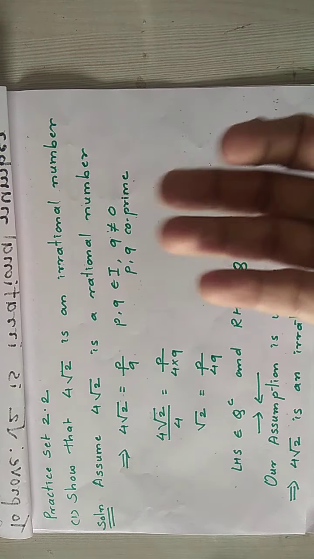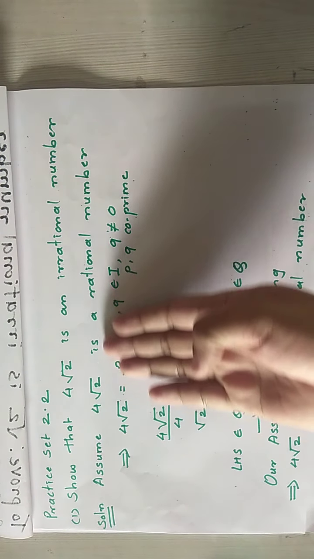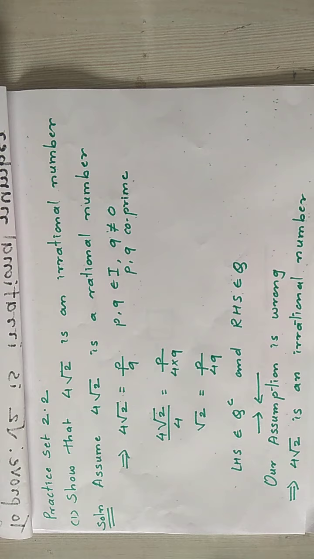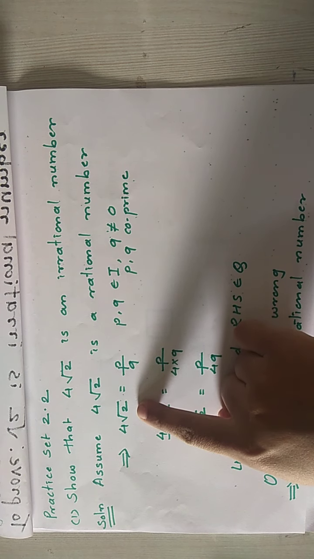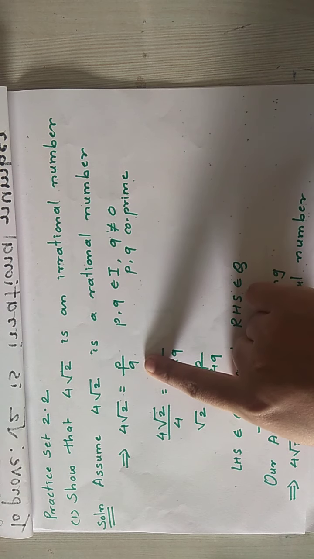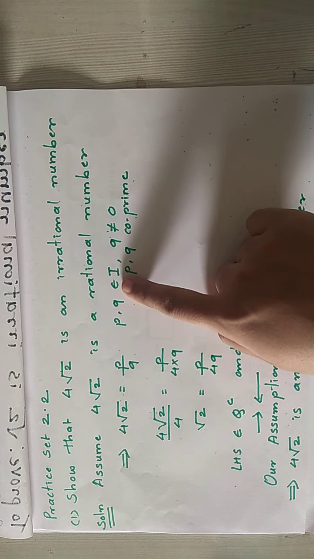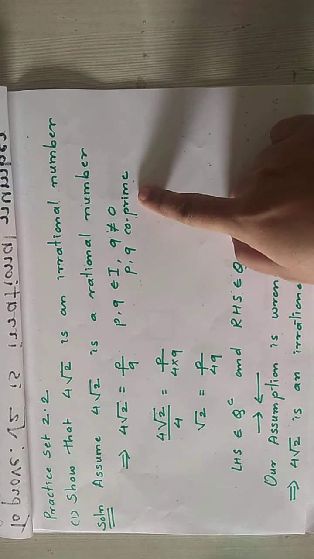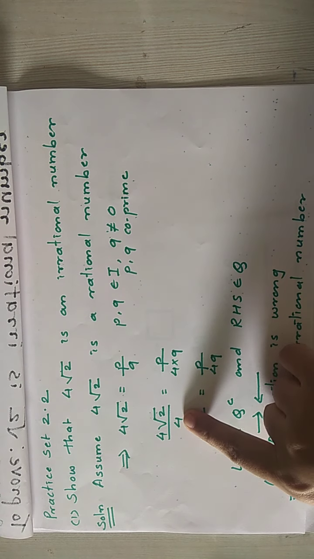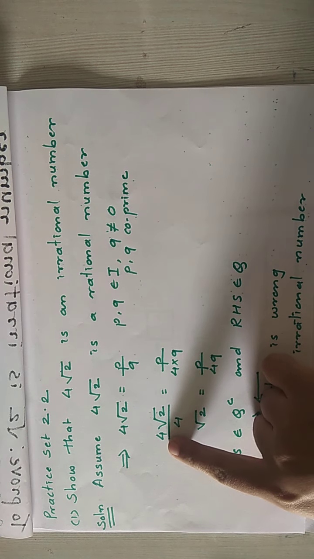Again we'll start with the wrong step. Assume that 4 root 2 is a rational number. If it is a rational number, according to the definition, 4 root 2 will be p upon q, where p and q belong to integers, q is not equal to 0, and p and q are co-prime. Further solving, divide by 4 on both sides.